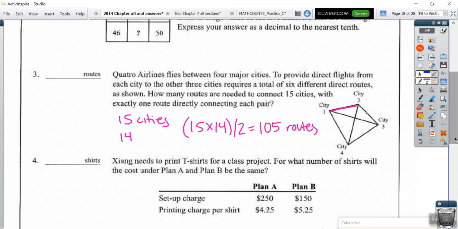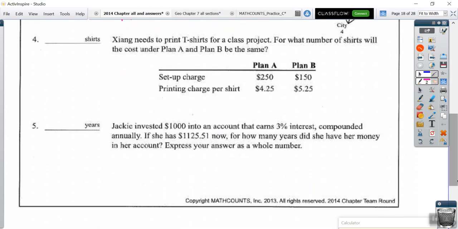And then finally, we're printing t-shirts for a class project. For what number of shirts will the cost under Plan A and Plan B be the same? So when something is the same, we know that they have to be set equal to each other.